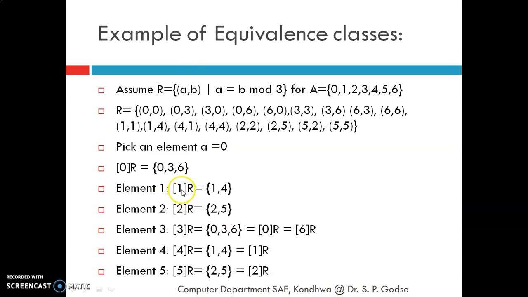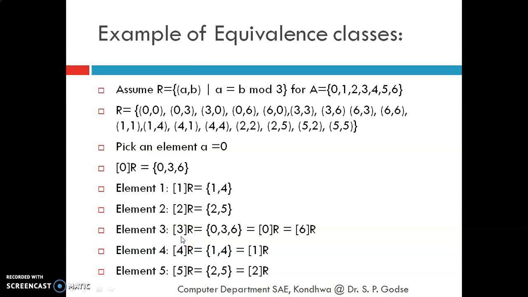Then check for the element 1. The equivalence class of element 1 will contain the elements 1 and 4. We can see that in this relation 1 is related with 1, and 1 is related with 4. That's it. So the equivalence class of 1 will contain 1, 4. In the same way, the equivalence class of 2 will contain elements 2 and 5.